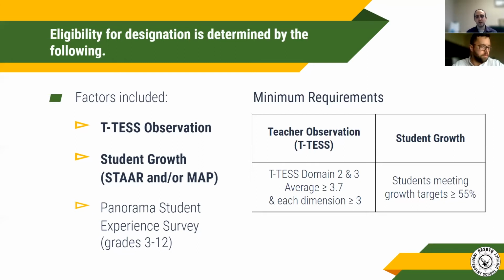There are 2 requirements that TEA has in place for us to be able to put you up for a designation. The first is that your domain 2 and 3 average on T-TESS has to be at least a 3.7 out of 5. And you also have to be scored at least proficient on each indicator in domain 2 and 3. The student growth component that you're required to meet by TEA to be eligible for a designation is at least 55% of your students meet or exceed their growth targets on STAAR or MAP, depending on which assessment we're using in your case.